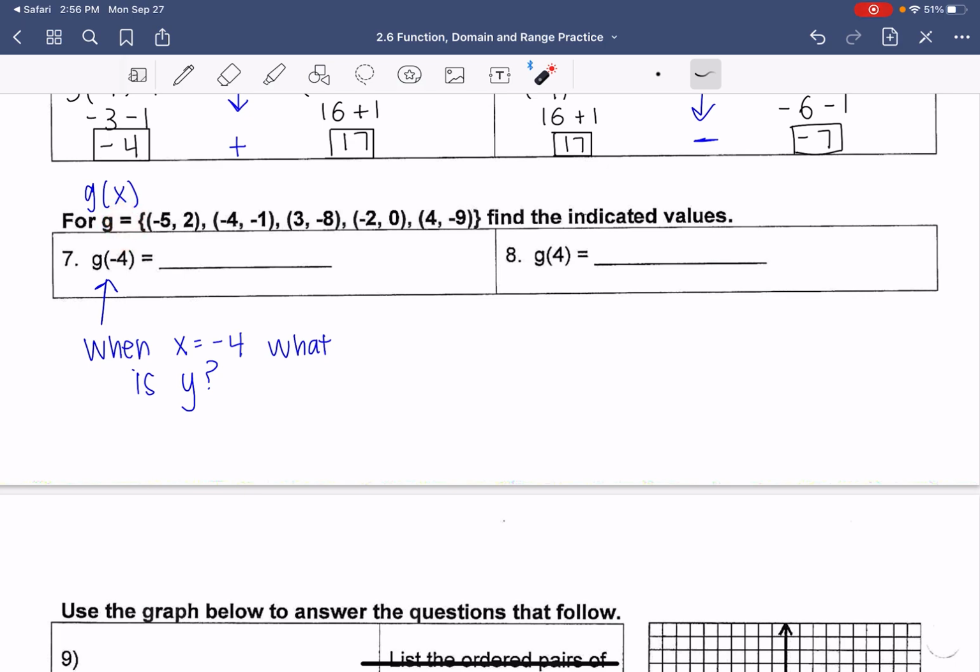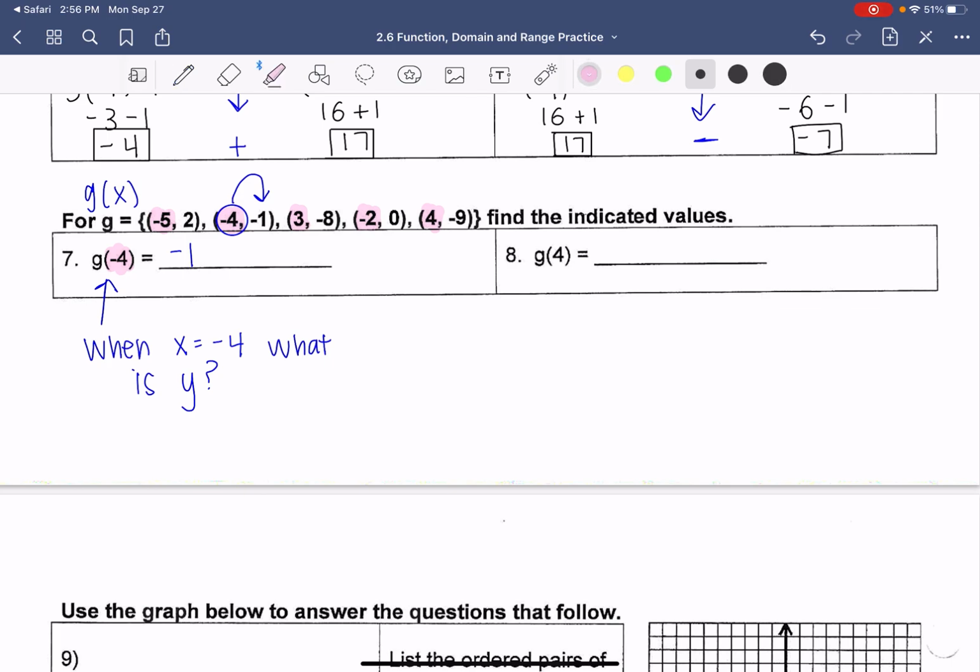So I'm going to look through all of my x values: negative 5, negative 4, 3, negative 2, and 4. And I'm looking for the correct y value. So our negative 4 is here, and its y value is negative 1. So our answer is negative 1.